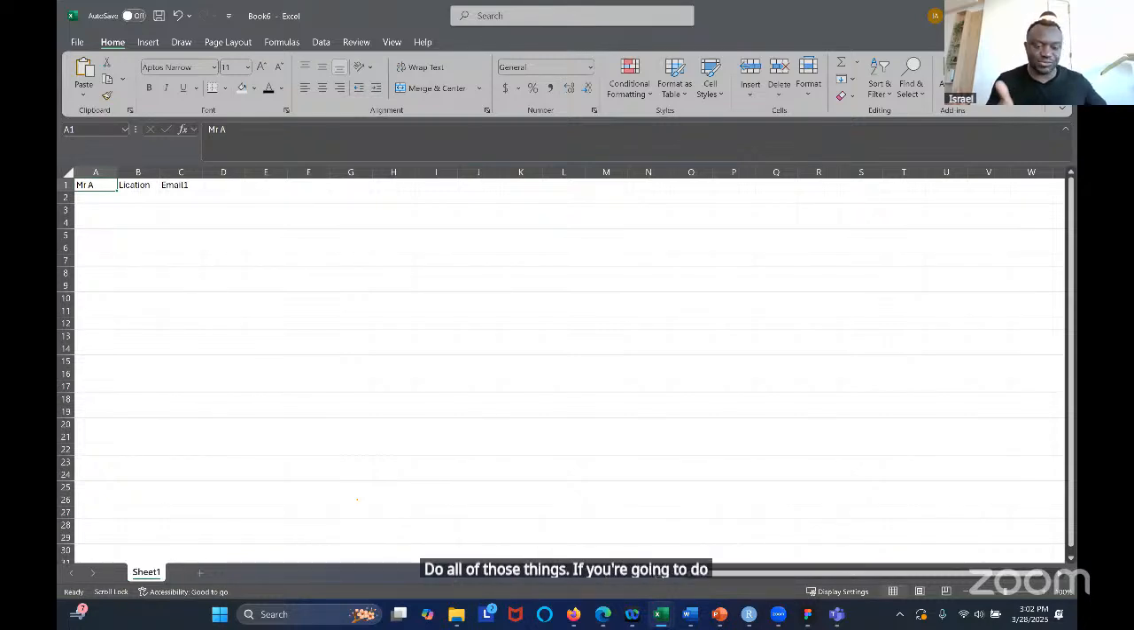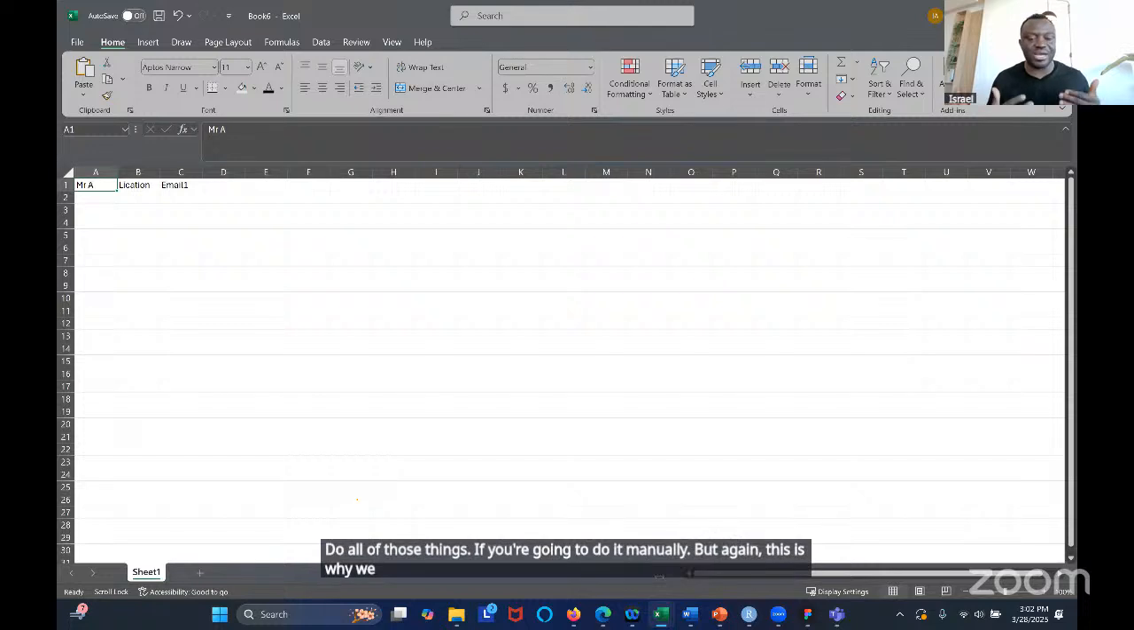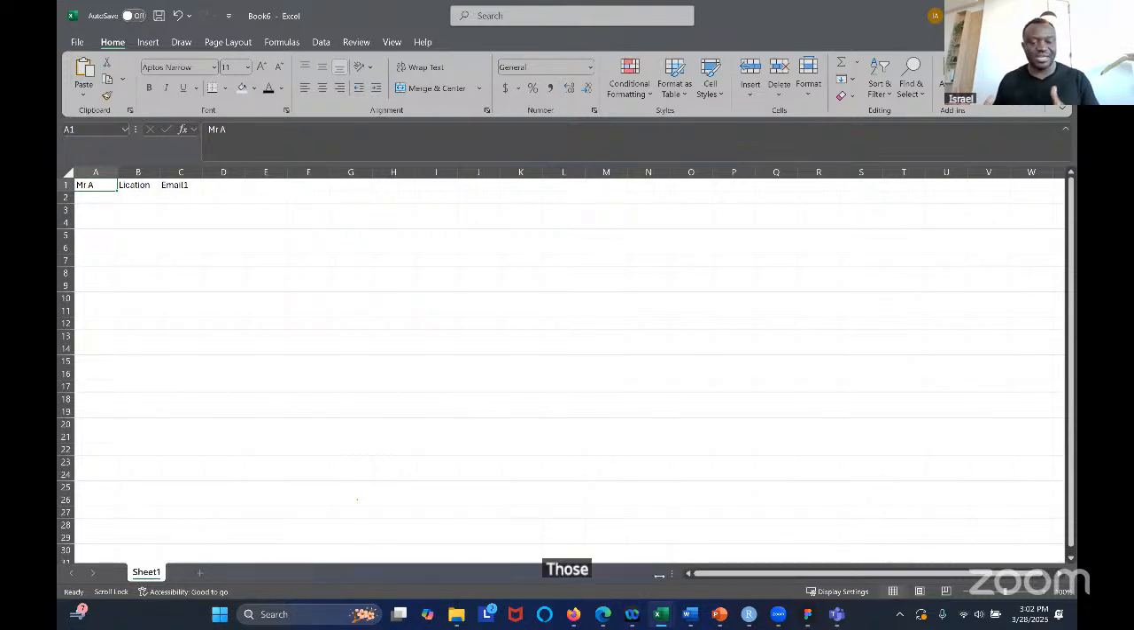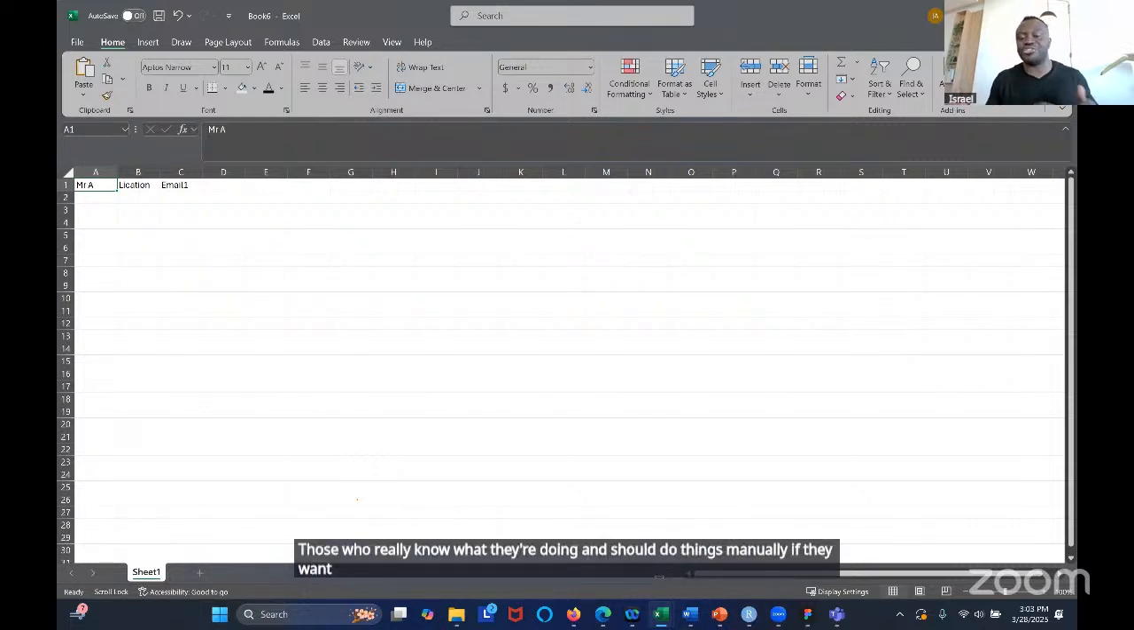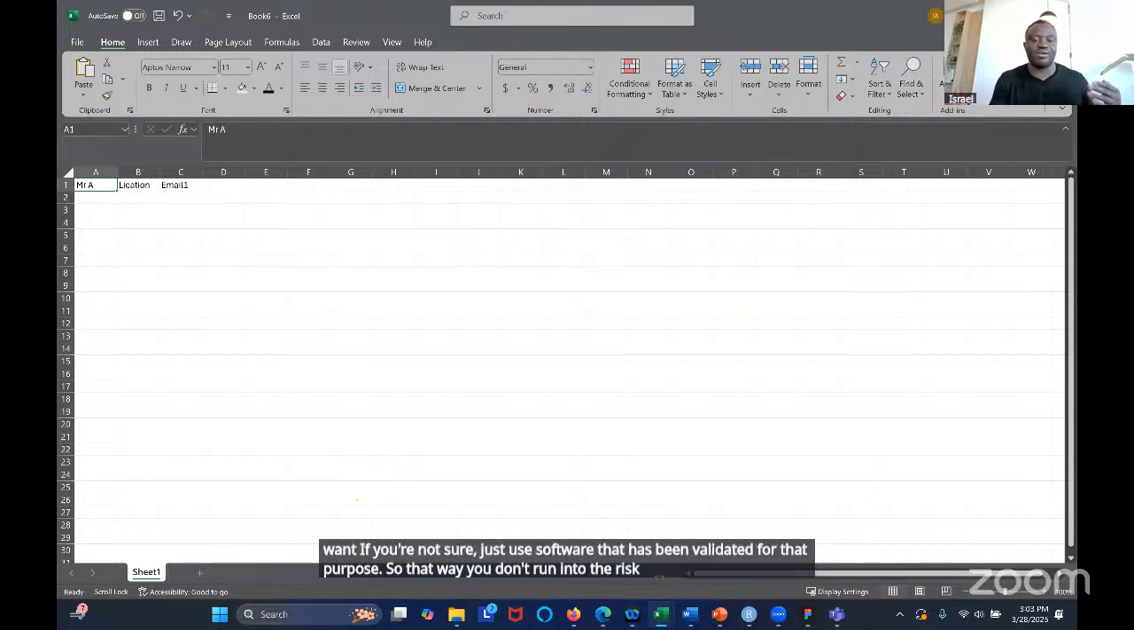But again, the reason we create technology is to reduce manual work. There are two groups of researchers: those who really know what they're doing and should do things manually if they want. But if you're not sure, just use software that has been validated for that purpose. That way you don't run the risk of doing the wrong thing or interpreting the data the wrong way.